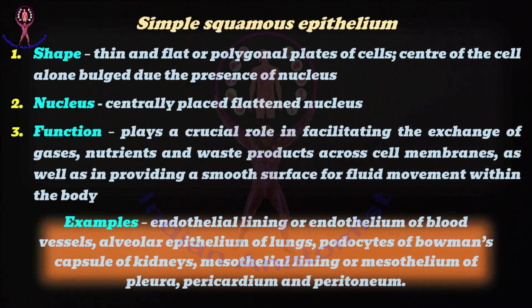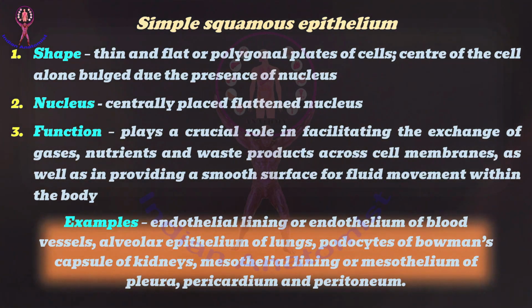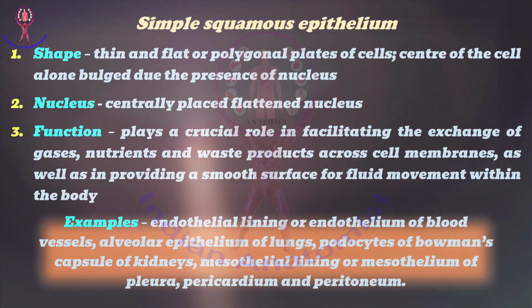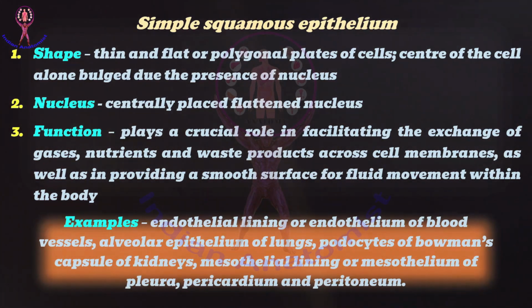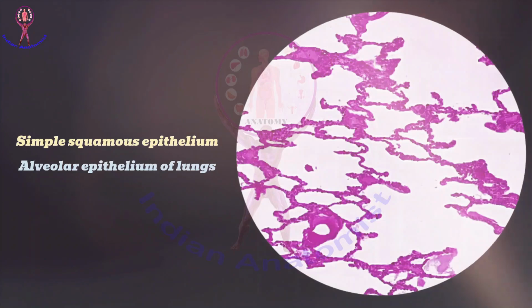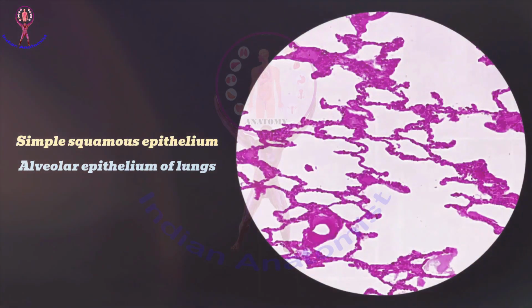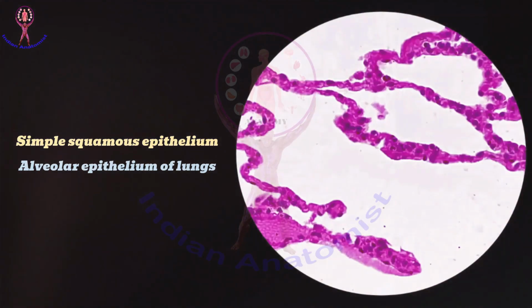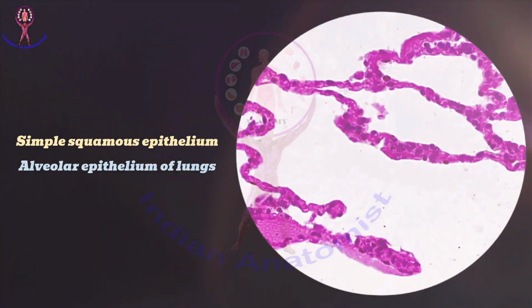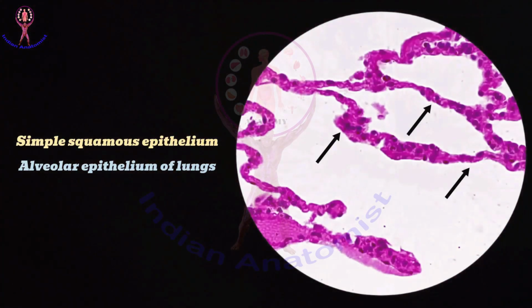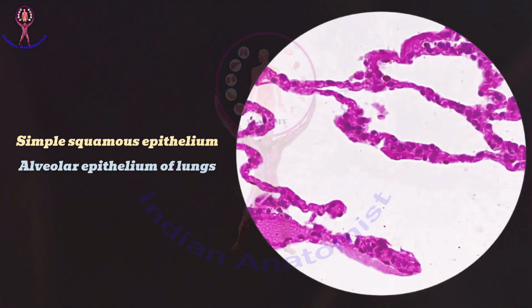Examples of simple squamous epithelium are the endothelial lining, or endothelium, of blood vessels, alveolar epithelium of lungs, podocytes of Bowman's capsule of kidneys, and mesothelial lining, or mesothelium, of pleura, pericardium, and peritoneum. Here is a microscopic slide showing the alveolus of the lung from low to higher magnification, 5 to 40x. In the slide, each irregular circular area represents an alveolus of the lung. Alveoli are lined by simple squamous epithelium, where the exchange of gases occurs by diffusion.